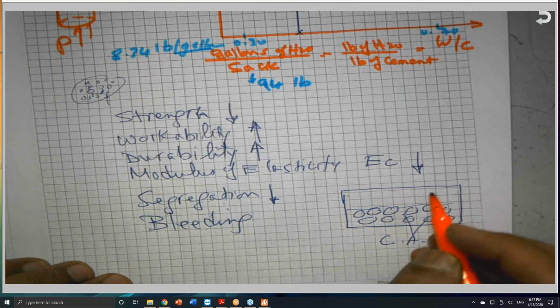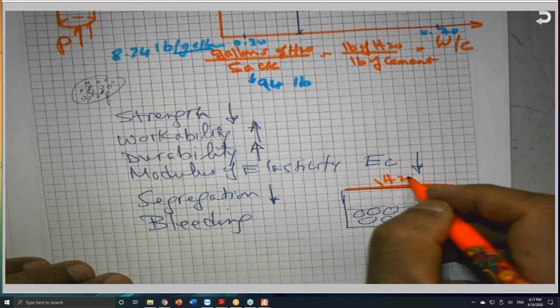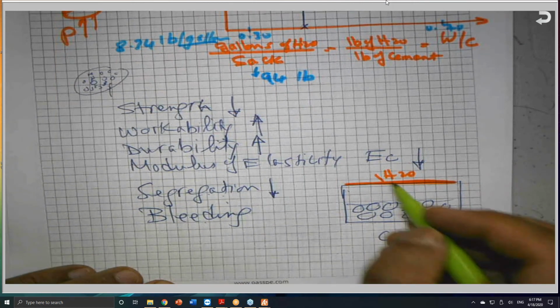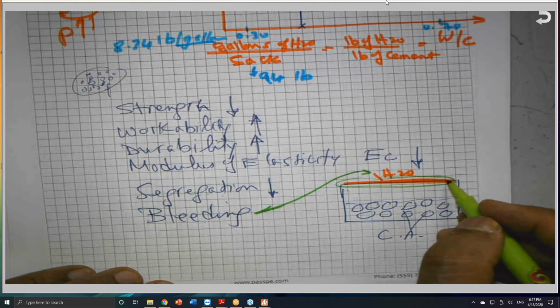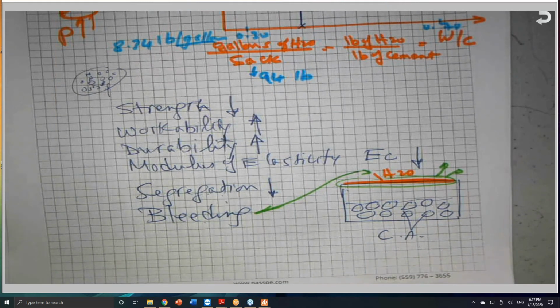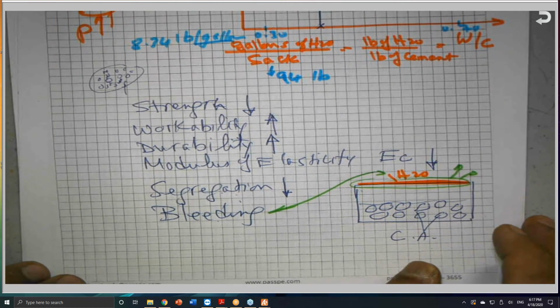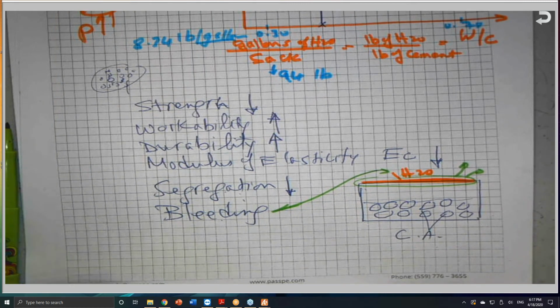This will force a thin film of water to be at the top, which is called bleeding. And this is a serious issue because this water, when it migrates to the surface of the concrete, will evaporate, and the chemical reaction between water and cement will not be completed, and this will reduce the strength. So segregation will go down and bleeding will go down, less bleeding.